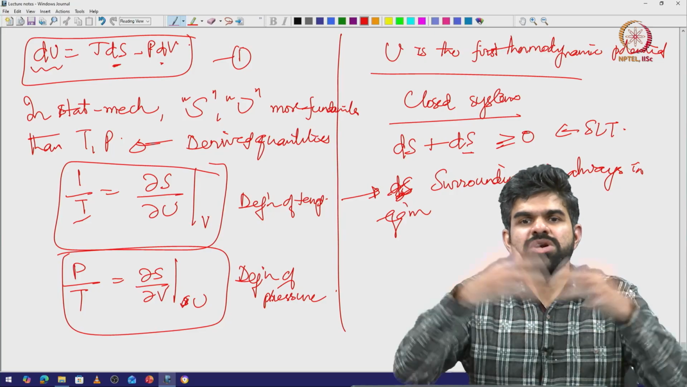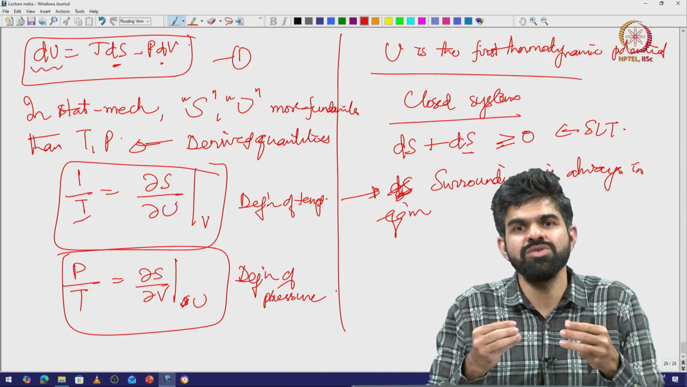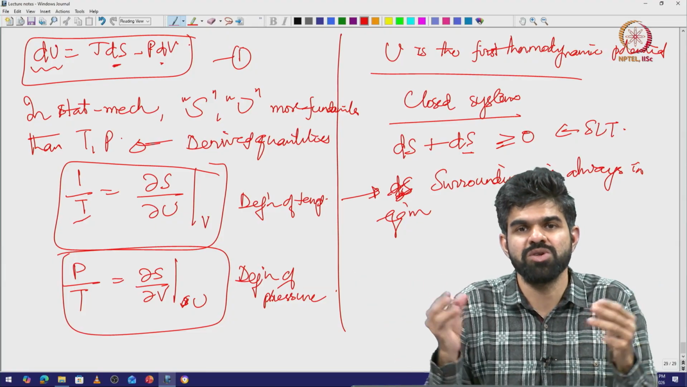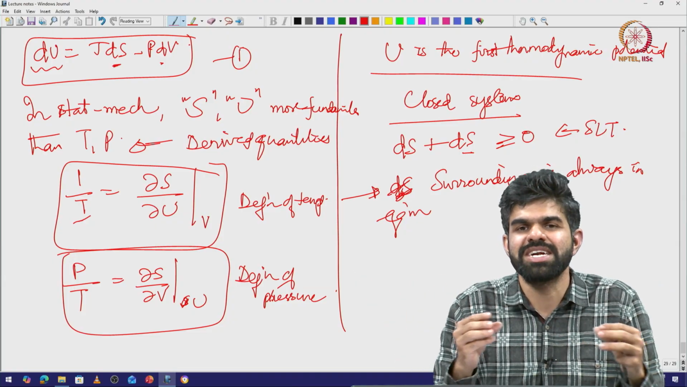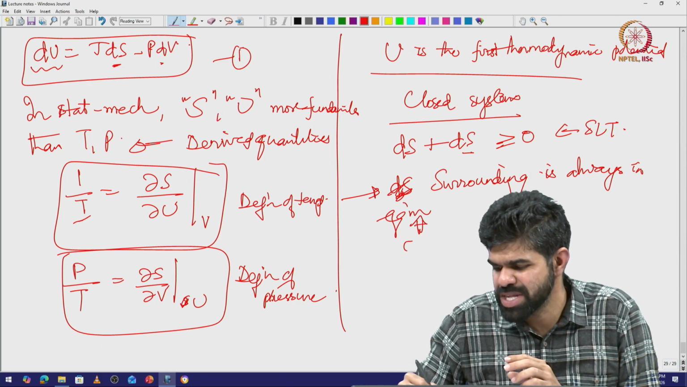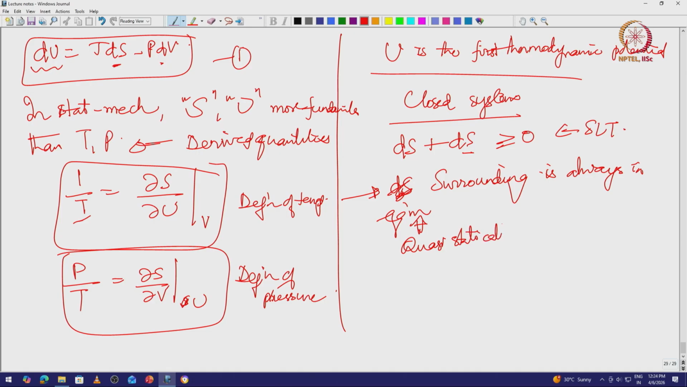I can dump in whatever work I want into the surrounding, but it is going to change its pressure very nicely, or volume, so it is going to expand or contract in a very quasi static manner. So, surrounding is always in equilibrium or always quasi statically changing, right, and in some sense surrounding is also called a reservoir. So, surrounding is a reservoir of temperature.